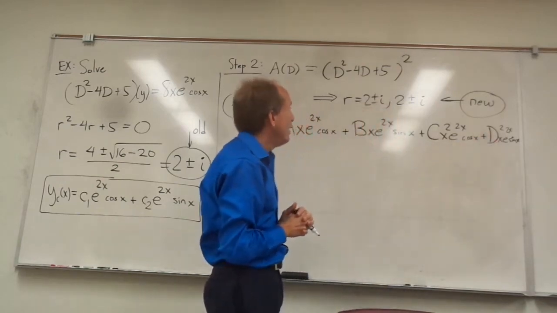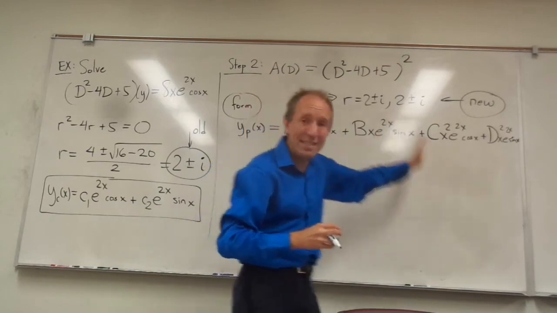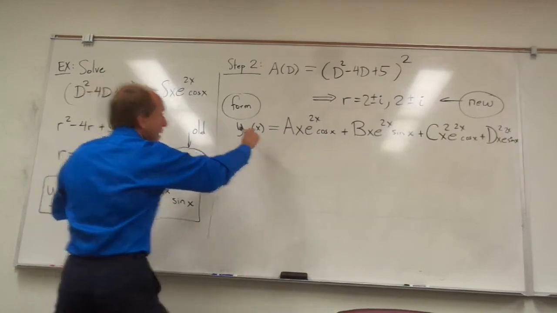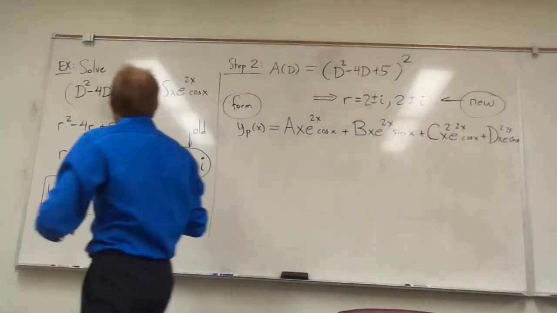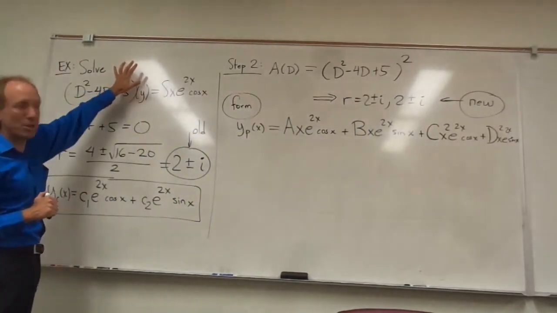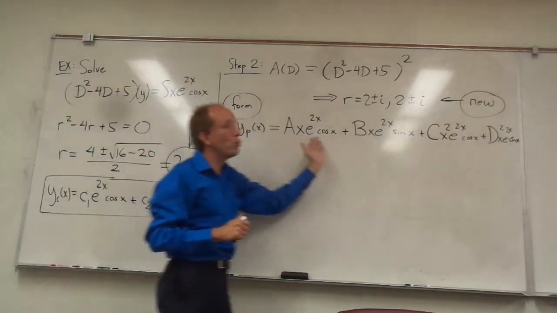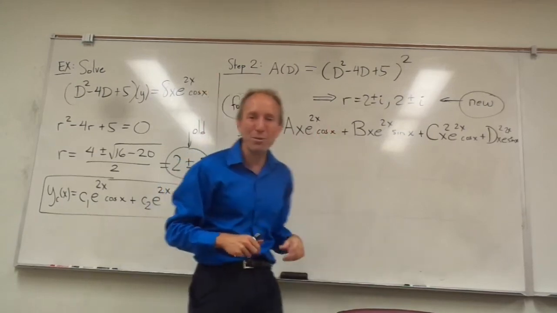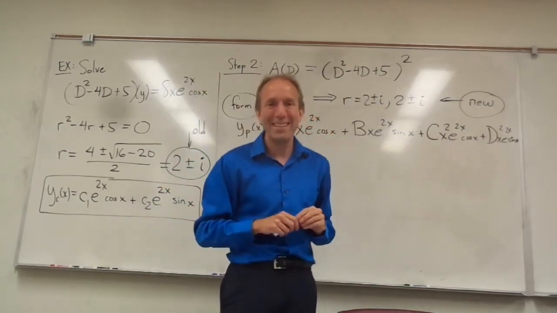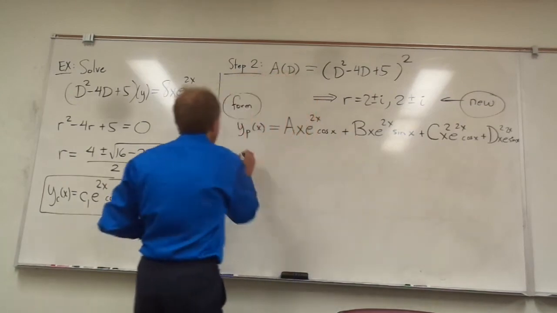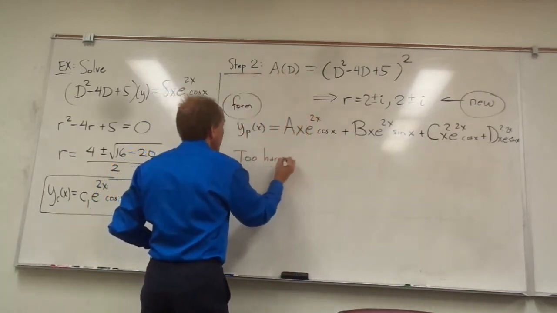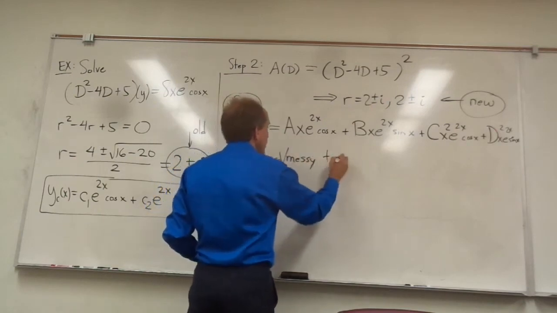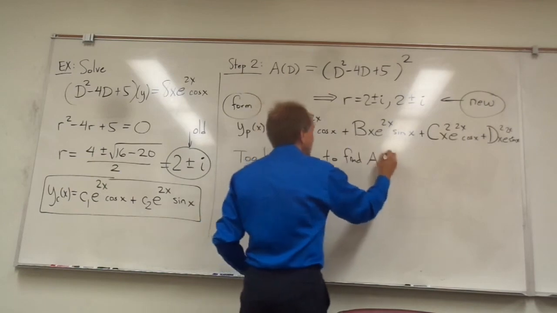All right? Now, to find A, B, C, and D, we would need to plug that guess, or that form, I'm sorry, into the original differential equation. It means I'm going to have to take 2 derivatives of this. And you can see that with all these x's here, the product rules are going to get disastrous. It's going to be a mess. Okay, so it's too hard. It's not really conceptually hard, it's just messy hard to find A, B, C, and D.